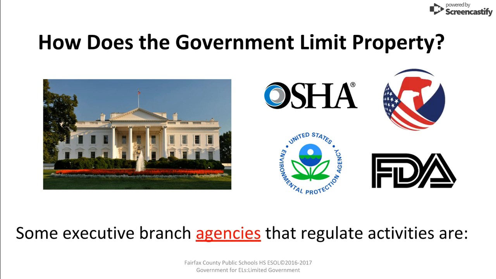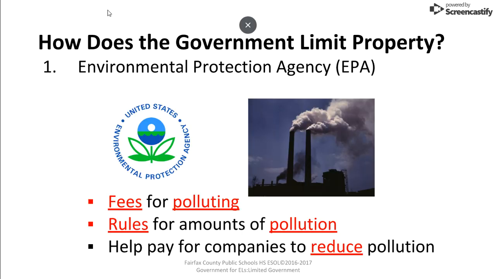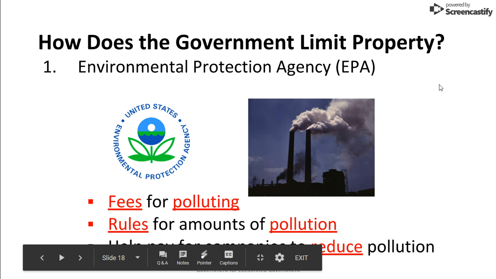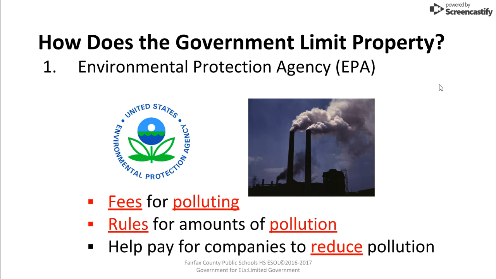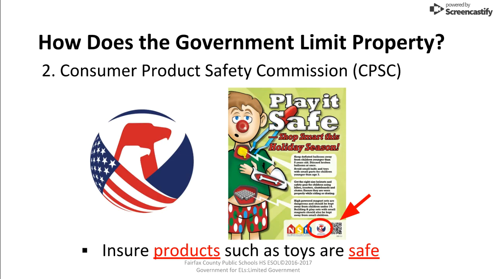Some executive branch agencies that regulate activities are, there's one called the Environmental Protection Agency, known as EPA. They have fees for polluting because they don't want people having a lot of pollution in the air. They make rules for the amount of pollution. And they help pay for companies to reduce pollution. So a company could get money if they have less pollution.